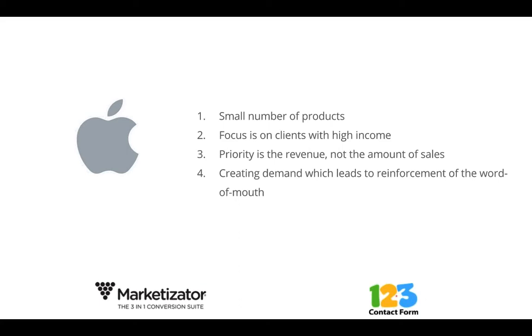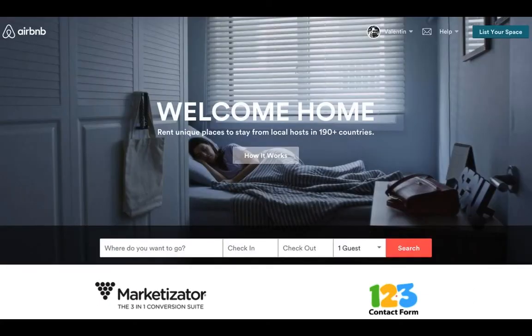Moving on to another example of very cool product differentiation, it's Apple. They have a small number of products. They are creating demand so that everybody stays queuing for the next iPhone 7 that will come. They are focusing on the clients with high income, so their priority is the revenue, not the amount of sales.